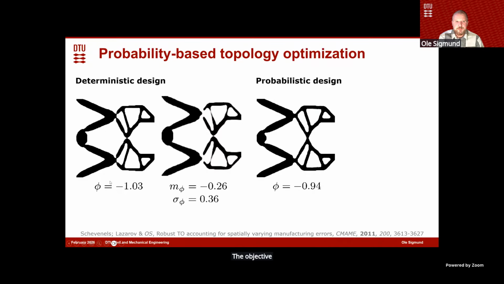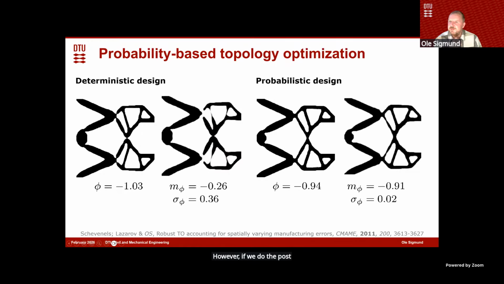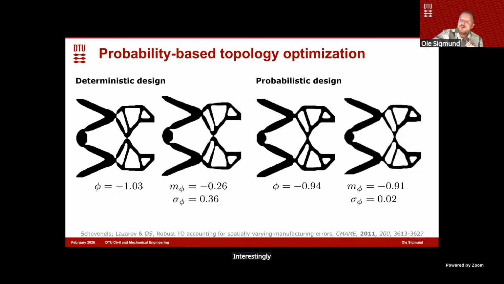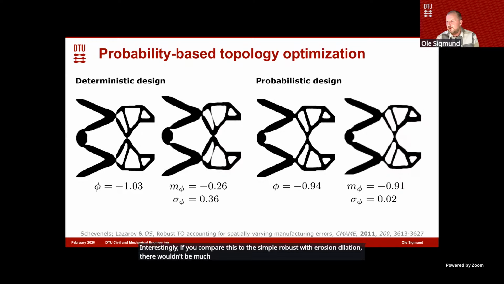Then if we do the Monte Carlo-based optimization, where we take these uncertainties into account, the objective function, the mean value, is a little bit worse than before. However, if we do the post-evaluation, we see almost perfect behavior, and we see a structure that's actually robust to all these different perturbations. Interestingly, if you compare this to the simple robust approach with erosion and dilation, there wouldn't be much difference. So for compliant mechanism design, we don't gain much.